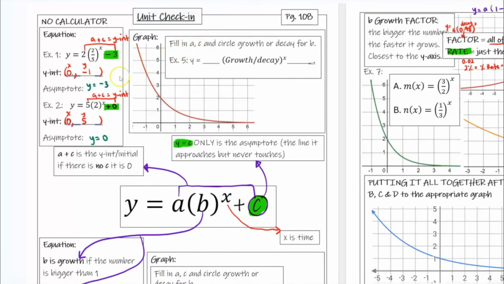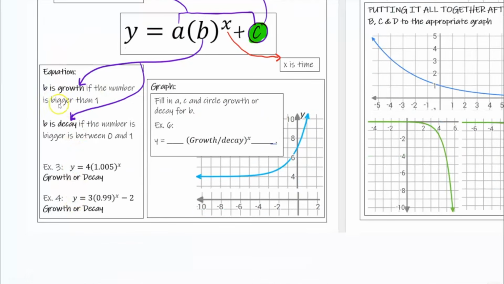So now we've done our y-intercept and our asymptote from an equation. I'm now going to do, from an equation, all you need to look at is our b. If it is growth, the factor is bigger than 1. If it is decay, it is between 0 and 1. So let's only look at b, which is this number right here. Is that bigger than 1 or is it between 0 and 1? Well, 1.005 is bigger than 1, so this is growth. And once again, as I do my question, you're doing your question. I do want you to say why it's growth, so please make sure you write it down. And for you, it might be decay. Again, as I do my question, you're doing yours.